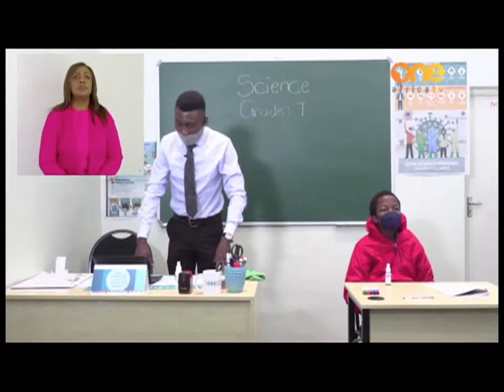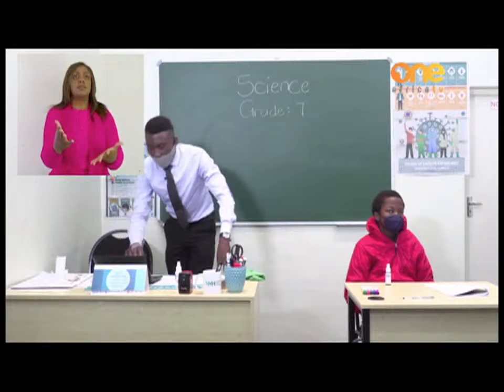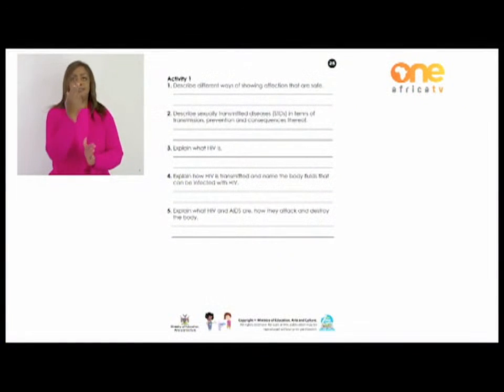All right, Mr. Futo has prepared some questions for you here. Let's all turn to page 25, where we will find our questions. As it's written there, activity 1, number 1: describe different ways of showing affection that are safe. I think that all of us can answer this question. Number 2: describe sexually transmitted diseases, or STDs, in terms of transmission, prevention, and the consequences thereof.